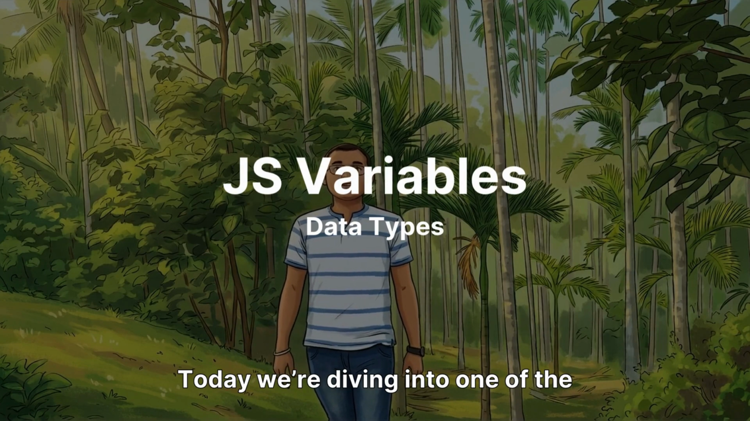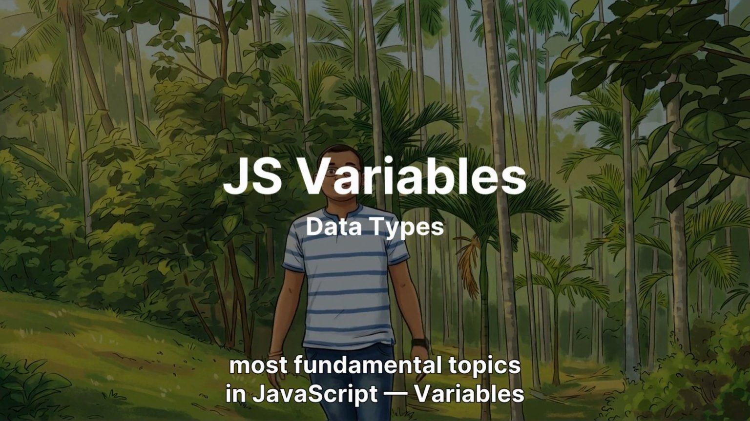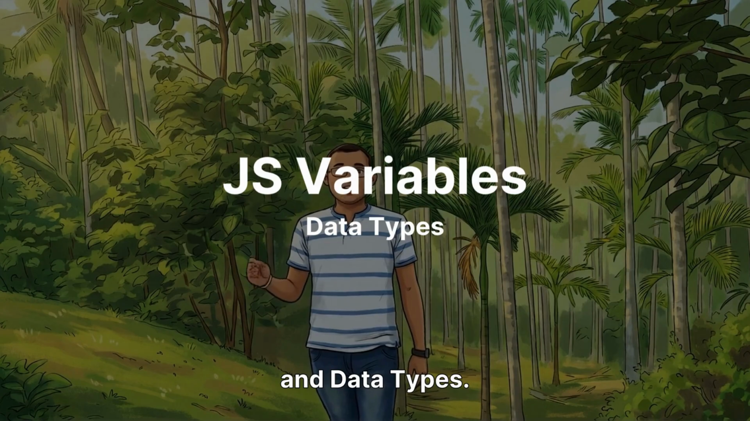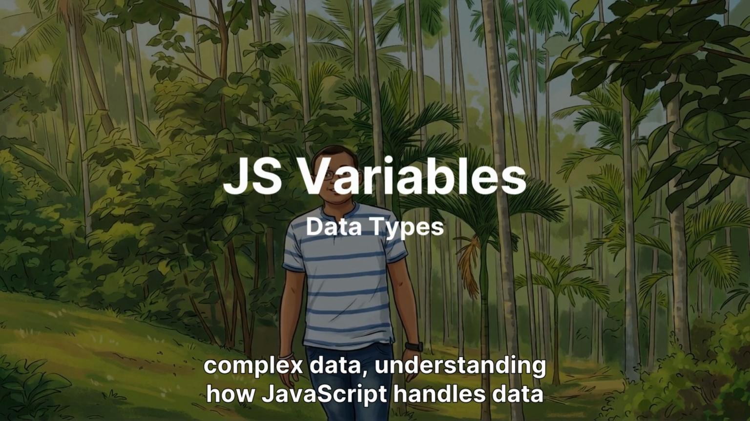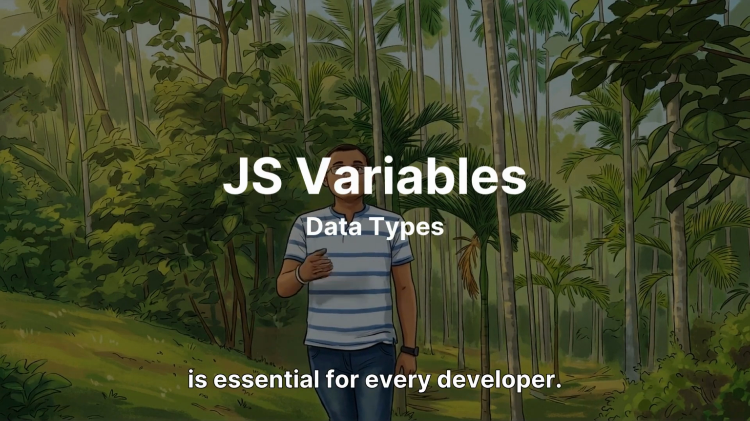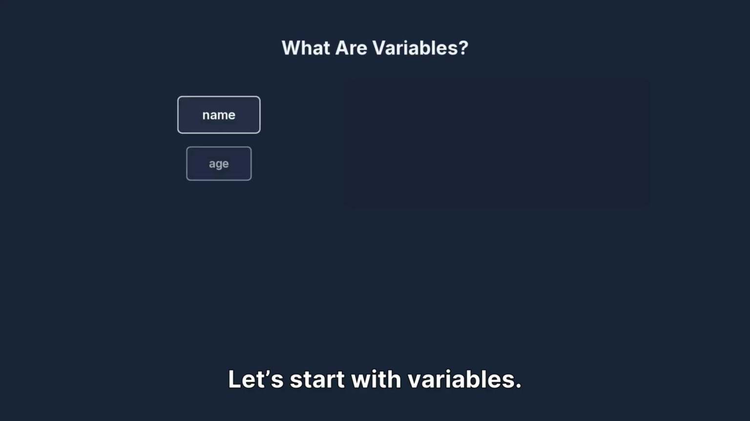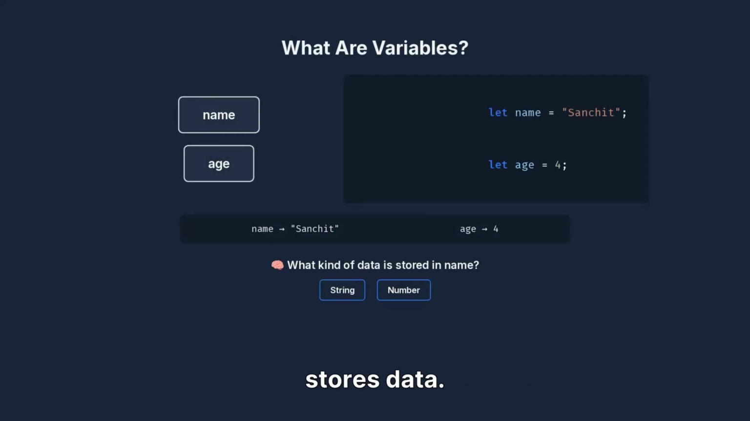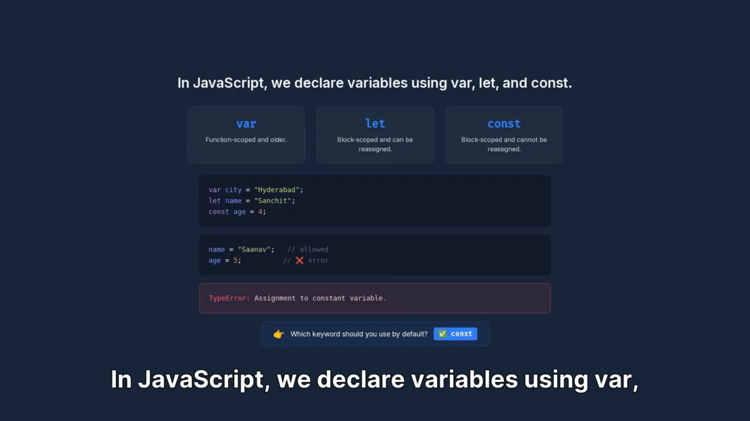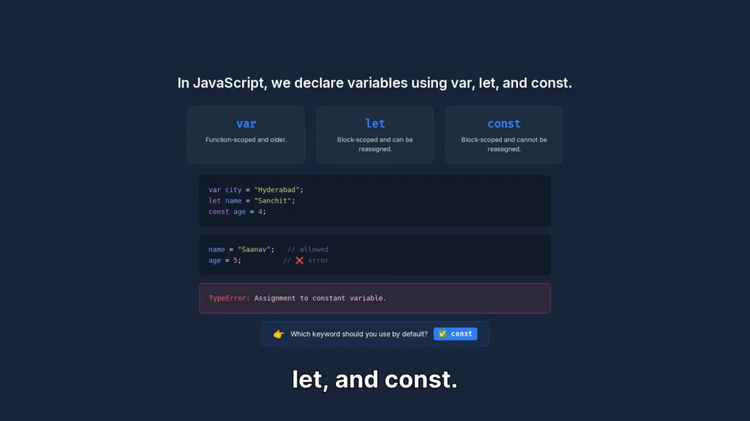Today, we're diving into one of the most fundamental topics in JavaScript. Variables and data types. Whether you're storing text, numbers, or more complex data, understanding how JavaScript handles data is essential for every developer. Let's start with variables. A variable is like a container that stores data. You can access it, update it, and reuse it anytime. In JavaScript, we declare variables using var, let, and const. Each behaves a little differently.